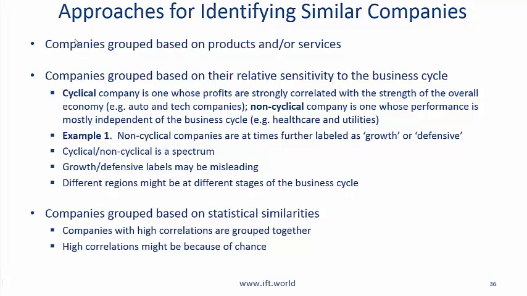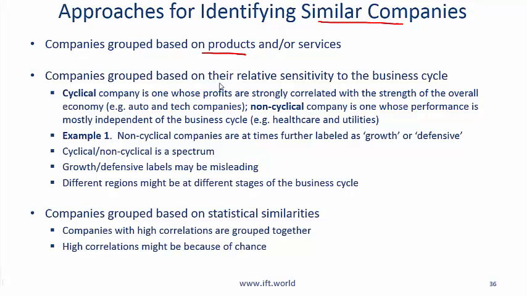This slide deals with defining an industry, and what we are simplistically saying is that we need a way to identify similar companies. Companies can be grouped based on products or services. So when we say technology companies, this is what we are doing. We are grouping companies together based on the fact that they either sell technology related products or technology related services.